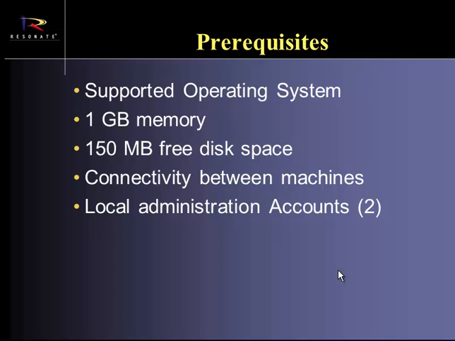The system requirements for installation are that your machines have at least 1 gigabyte of memory, 150 megabytes of free disk space, and that in the case where you are installing on multiple systems, connectivity exists between the machines. Connectivity can simply be the ability to ping between machines and to get responses to those pings. The other requirement for installation is that there are 2 local administration accounts on all of the machines and that these accounts have the same usernames and passwords.